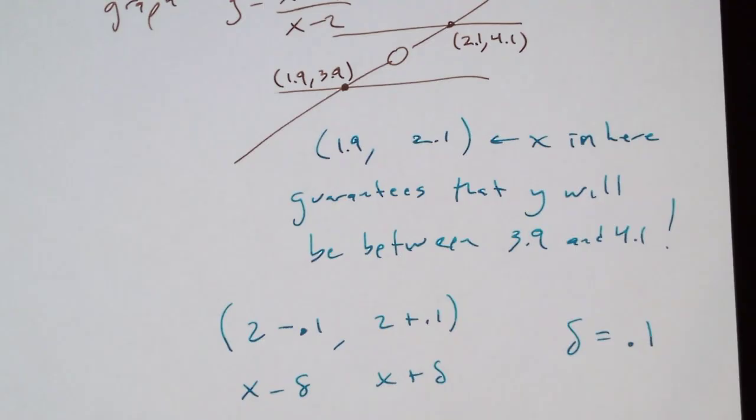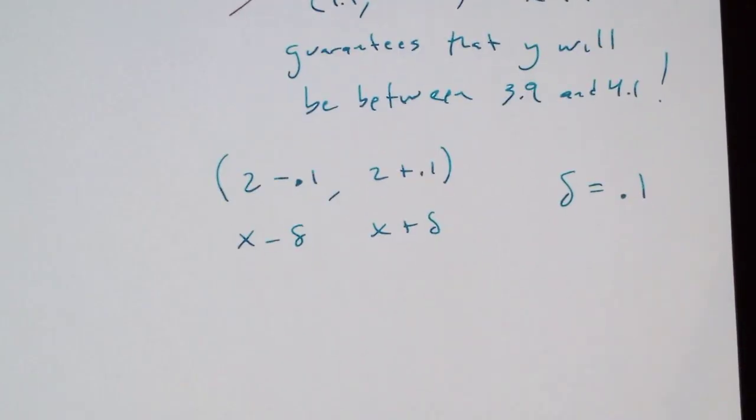I have a very precise measurement now. You tell me how close you need to get. I tell you where you need to set the dial. If I can do this for any choice of number, then I can say the limit exists. I need to be able to find this delta for any possible epsilon value you give me.